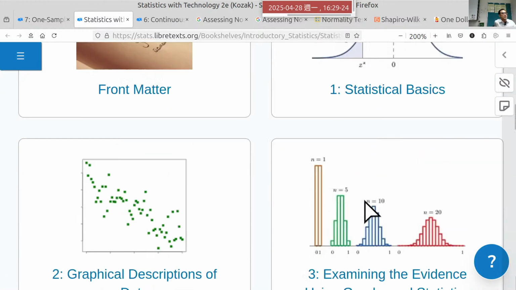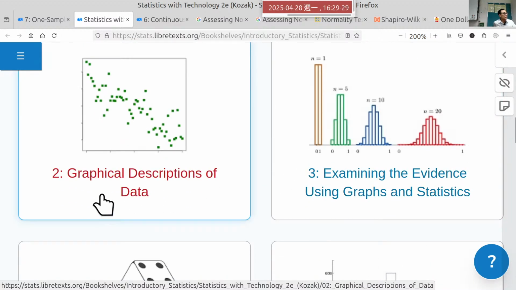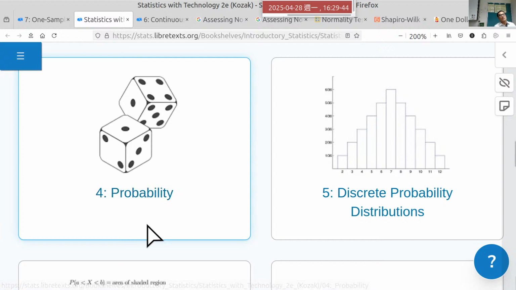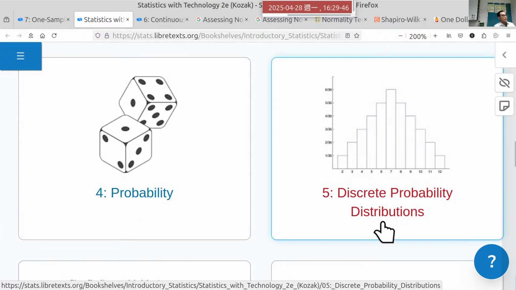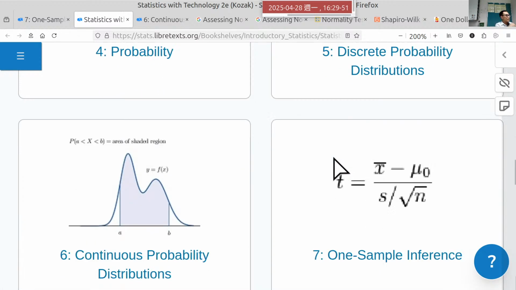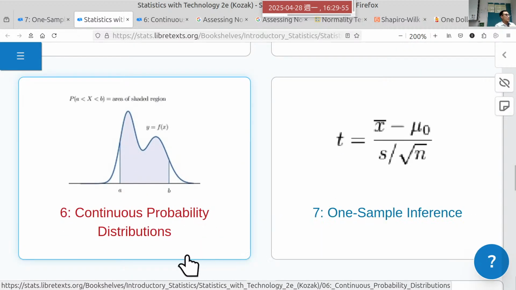We finished chapter 1, Statistics Basics, and the graphical description of data, examining the evidence using graphs and statistics. And we finished probability. I just checked the first and the second section. The number 3 is not so important for us. And chapter 5, discrete distribution. And chapter 6, continuous probability distribution.